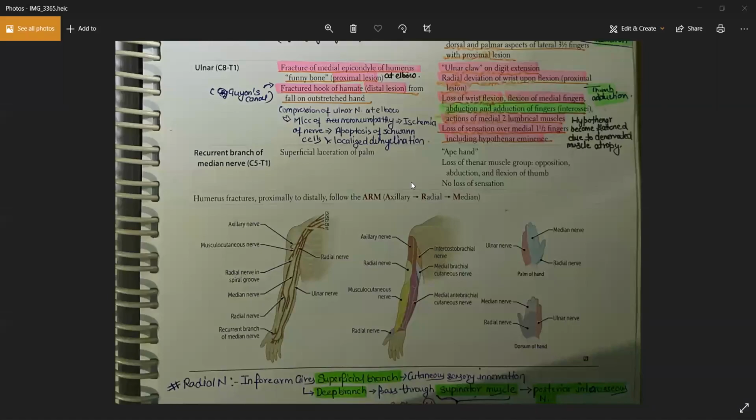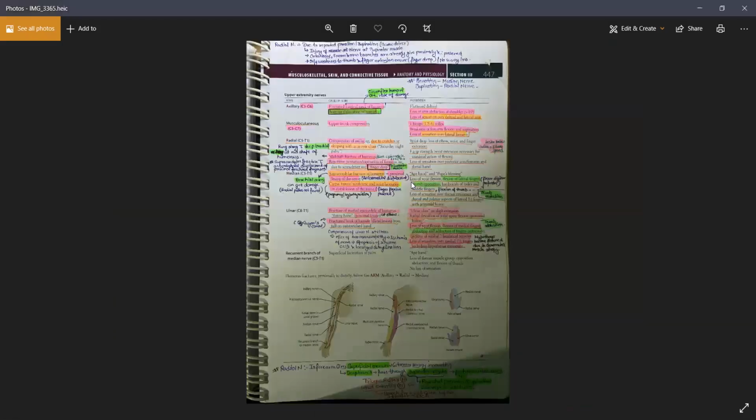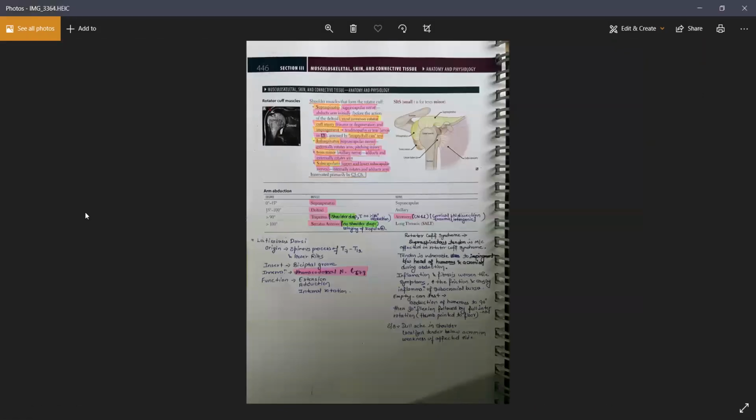Okay, so yesterday we discussed the rotator cuff muscles. These are a set of four muscles: supraspinatus, infraspinatus, teres minor, and subscapularis. We discussed the nerve supply of these muscles, and what muscles are involved in the abduction of your hand from 0 up to more than 100 degrees. We discussed the supraspinatus muscle, which is the most common muscle to get injured in any kind of injury to the rotator cuff.